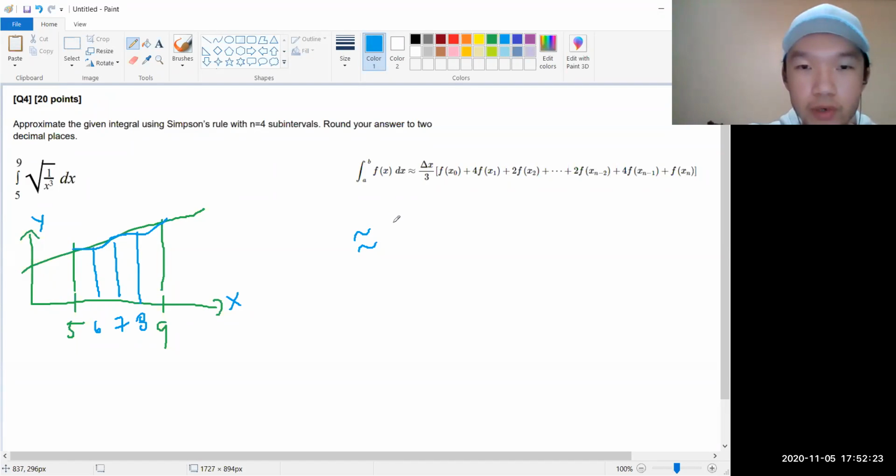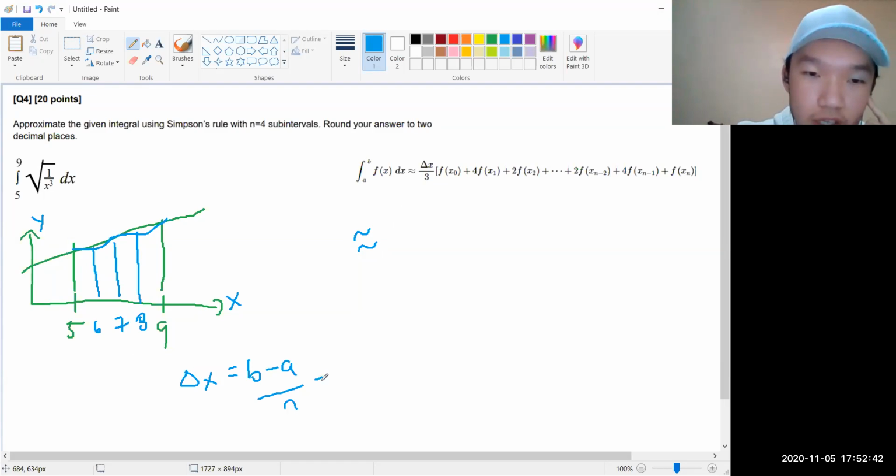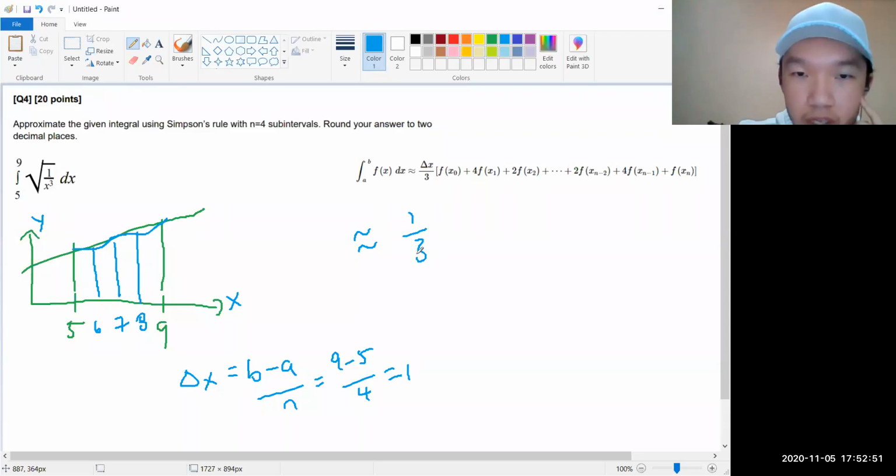Okay, so the formula says we need delta of x. So remember that delta of x is just the length of each subinterval. We know it's 1, but if you want it to be precise, it's b minus a over n. So it's 9 minus 5 over 4, which is 1, but we knew that already. So it's 1, and then that's divided by 3.